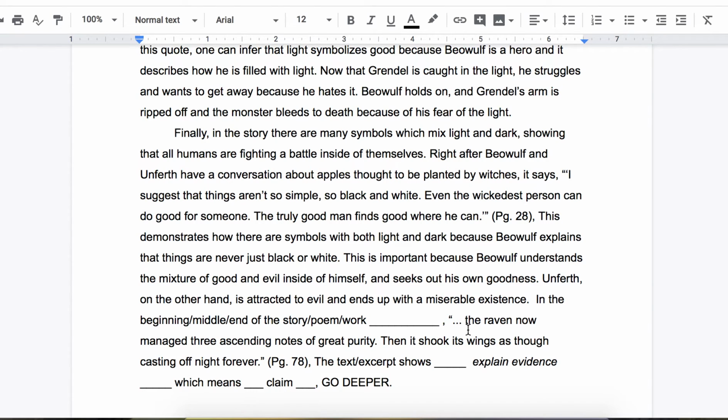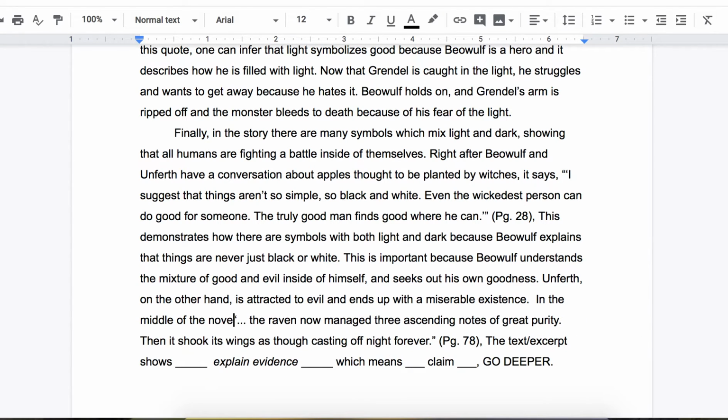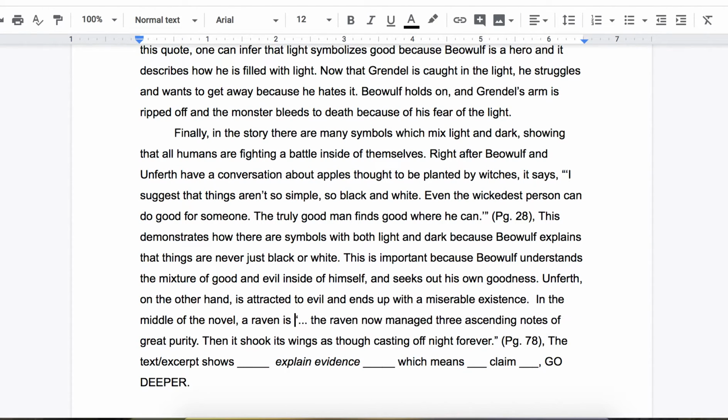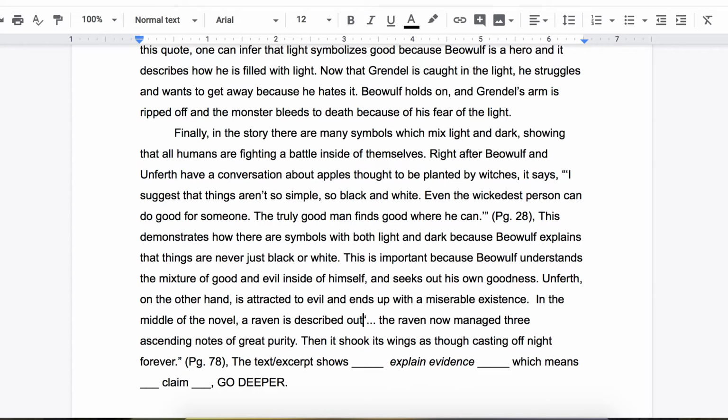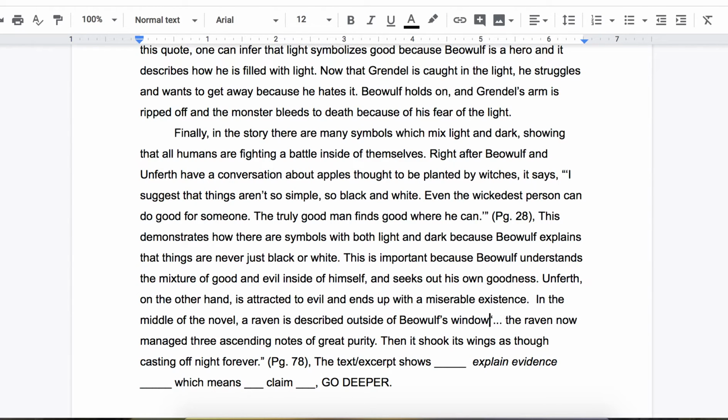Now we're going to get to this Raven quote. And we're going to say that this is in the middle of the novel. And when we want to come up with a title for this, Raven now mentioned, a raven is described outside of Beowulf's window. So I say where and when it occurs, okay? Who's involved? The raven now managed 3 ascending notes of great purity. Then it took its wings as though casting off night forever.